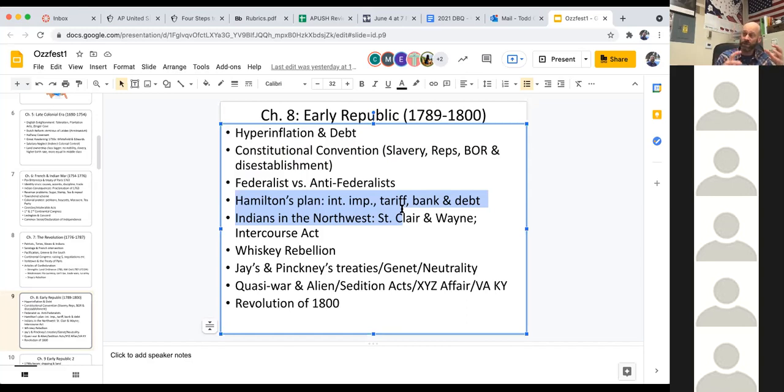Hamilton wanted a strong central government. Jefferson wanted power to the states. Hamilton wanted a standing army. Jefferson wanted there to be almost no army, pretty much just a few hundred or a few thousand soldiers, and that was it. Jefferson idolized the French. Hamilton idolized the English and British, and on and on and on.